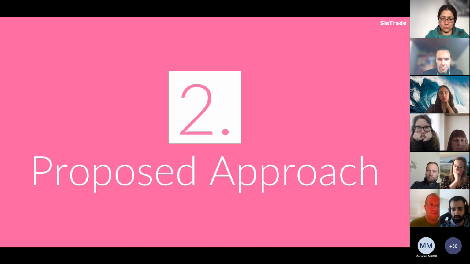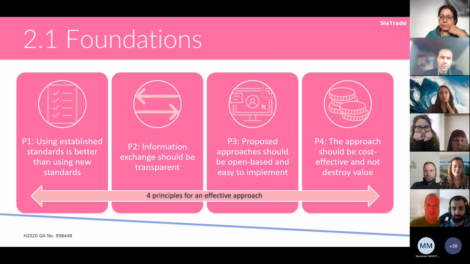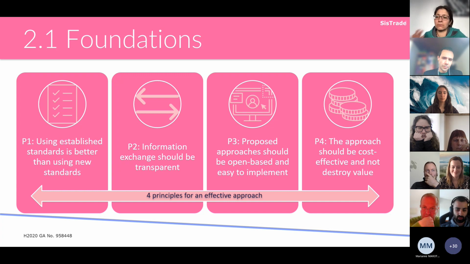So, talking about a proposed approach, we have four principles for an effective approach. The first one is to use established standards because they are well known in the market and they are better than using new standards. The information should be transparent, as you might know, and the proposed approaches should be open-based and easy to implement in order to be cost-effective and not to destroy value to the company.